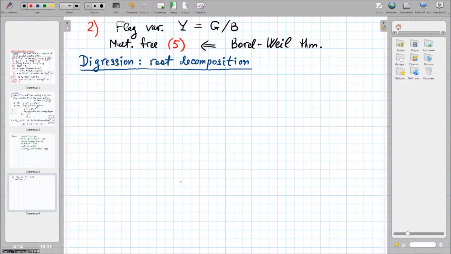So consider the adjoint action of the chosen maximal torus, say T, on the Lie algebra of my reductive group G, the action by conjugation. This is a linear representation, and it is well known in the theory of algebraic groups that all linear representations of algebraic tori are diagonalizable. In particular, this adjoint representation is also diagonalizable.